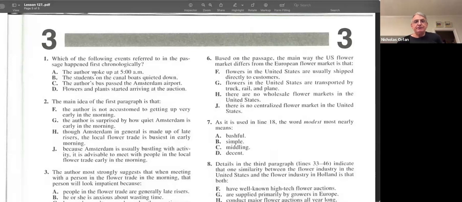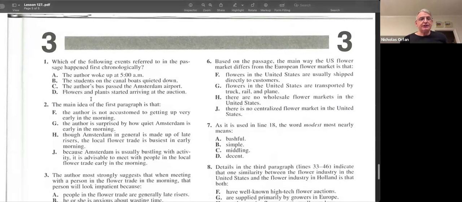The students didn't calm down until shortly before 5 a.m. She didn't wake up until 5 a.m. and she didn't see the airport until after she got on the bus, which was later than 5 a.m. So the first thing chronologically in order is that the plants started arriving at the auction around midnight while she was sleeping and before the kids quieted down. Okay, so one, the answer is D.